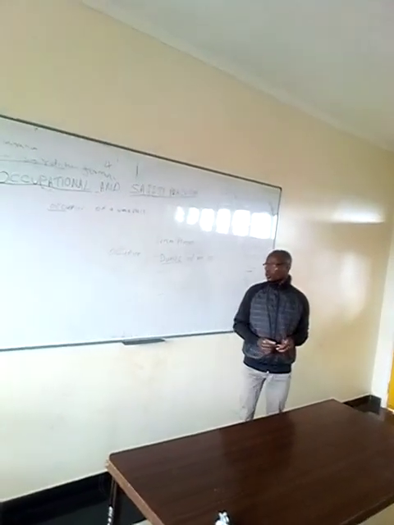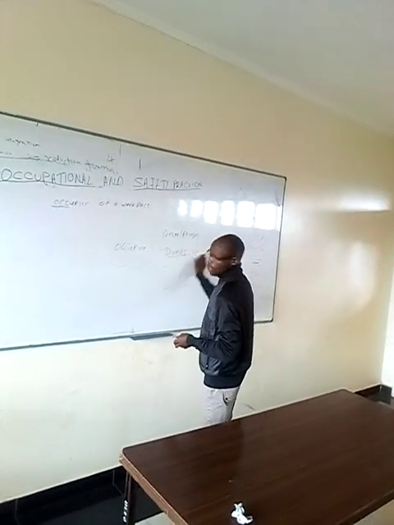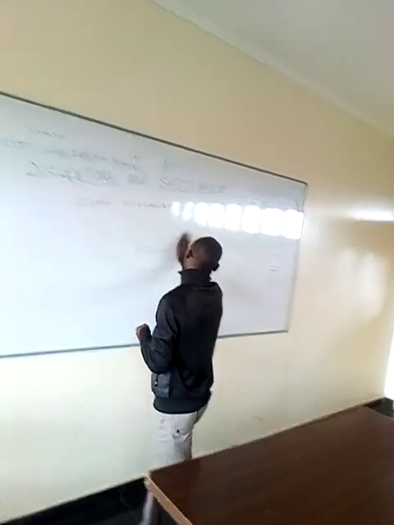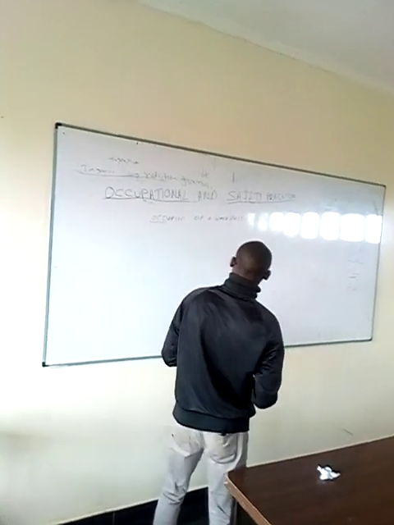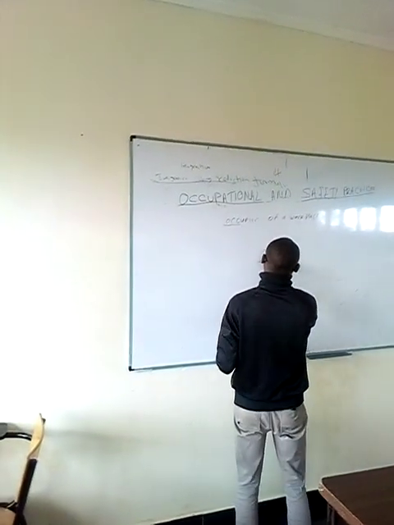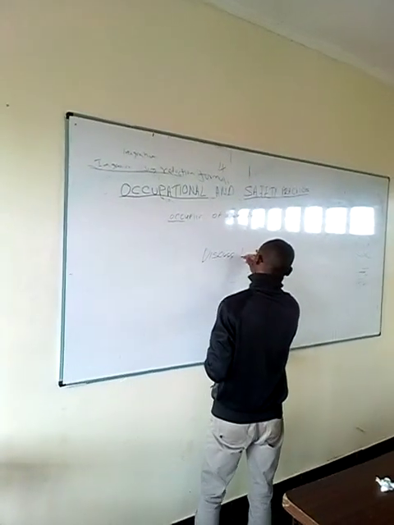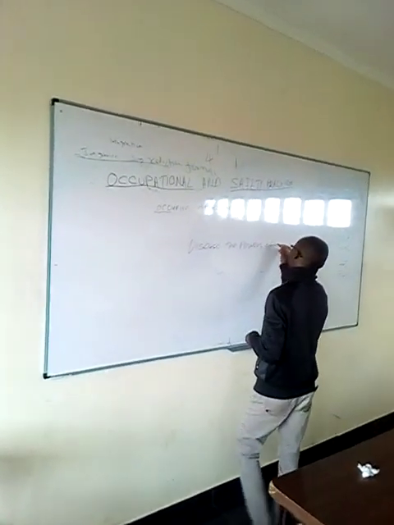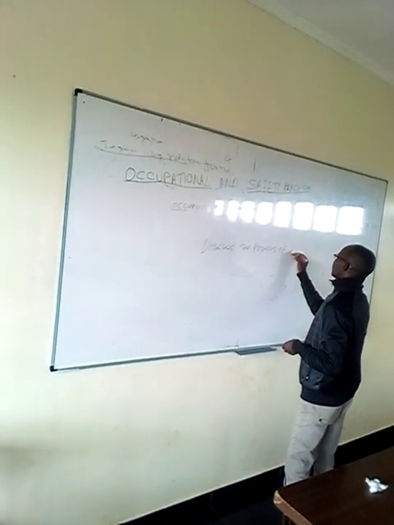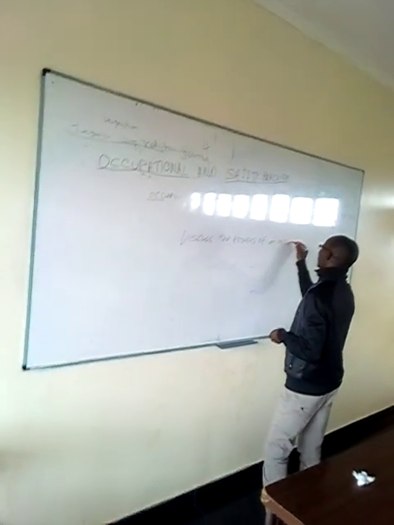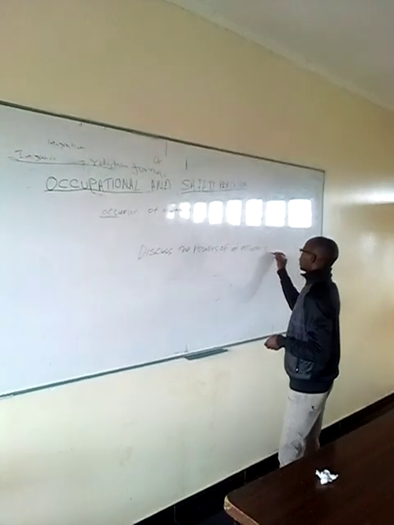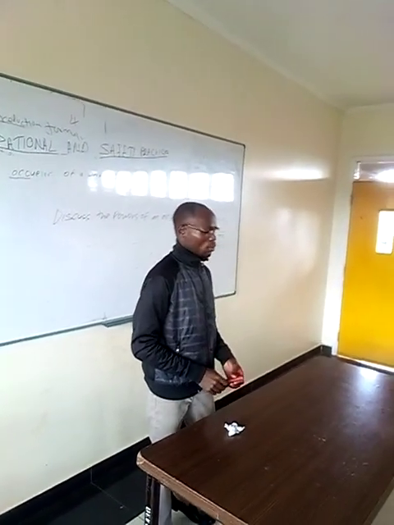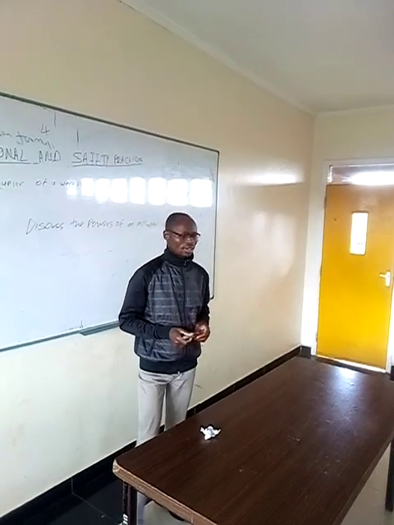So maybe in conclusion, I want to give you an assignment very quickly. Write it down. We discuss the powers of an occupier in our case. Do that assignment, then we'll meet in another session.